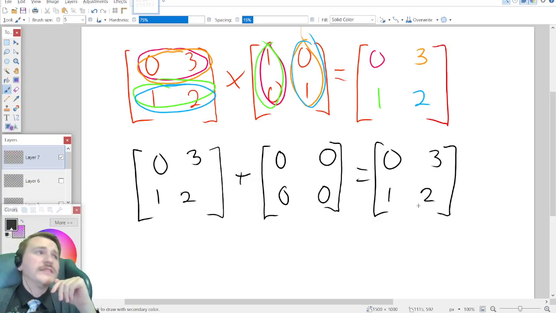I believe this is called a zero matrix. I could be wrong on that, so don't quote me on that, but I believe this is simply called a zero matrix. And yeah, that's just worth noting.